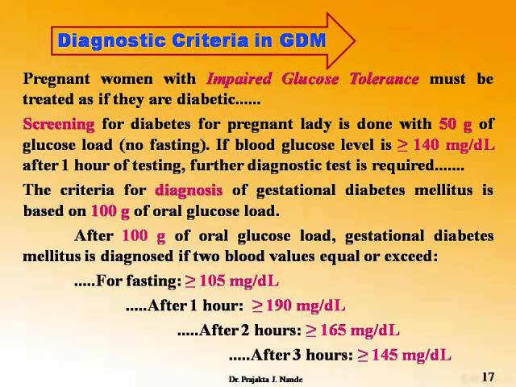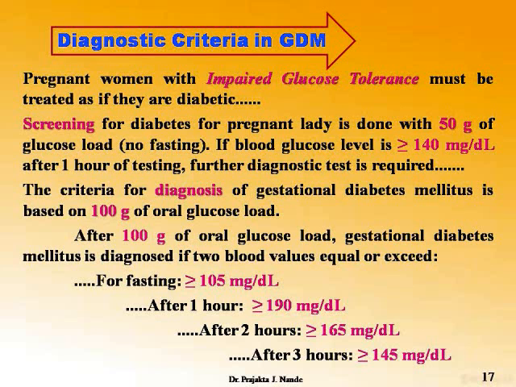The criteria for diagnosis of GDM is based on 100 grams of oral glucose load, and after this 100 grams of oral glucose load, GDM is diagnosed if two blood glucose values equal or exceed 105 mg per dl for fasting, 190 mg per dl after 1 hour, 165 mg per dl after 2 hours, and 145 mg per dl after 3 hours.